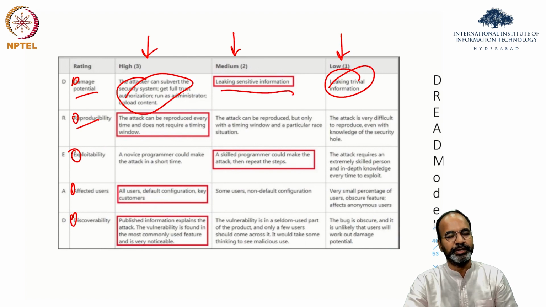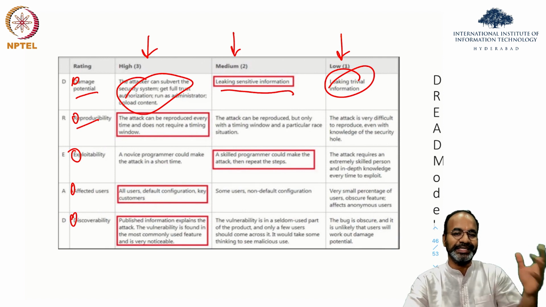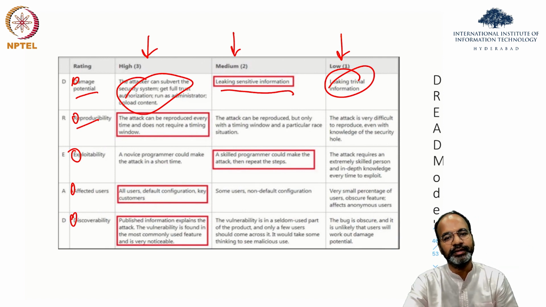Discoverability is how these attacks get discovered, right? Discoverability is high if published information explains the attack. The vulnerability is found in the most commonly used features and is very noticeable. It's easy to reproduce these kinds of attacks. Not necessarily, I mean, think of Stuxnet, right? Probably it's on the low side.